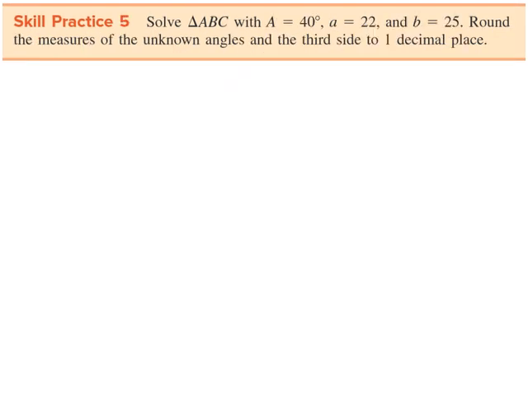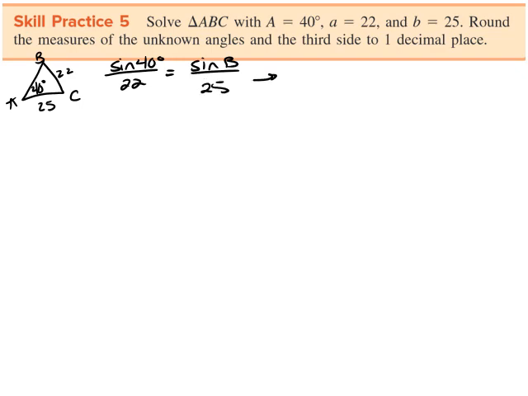I'd like you to pause this and see if you can solve this. Okay, first things first, draw a triangle. You have to set up a ratio using information from A to B. So sine of 40 degrees over 22 is equal to sine of B divided by 25. Cross multiplying tells us that sine of B is approximately 0.73.